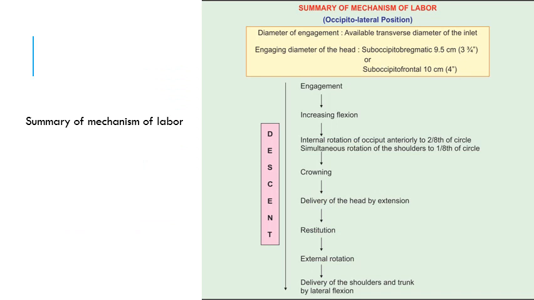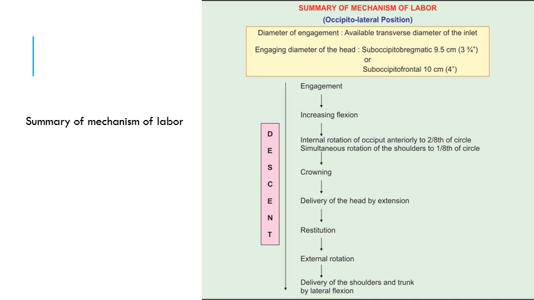To summarize the mechanism of labor, it begins with engagement. The diameter of engagement is the available transverse diameter of the inlet in 70% of cases, and in mostly the rest of the cases it is one of the oblique diameters of the pelvic inlet.